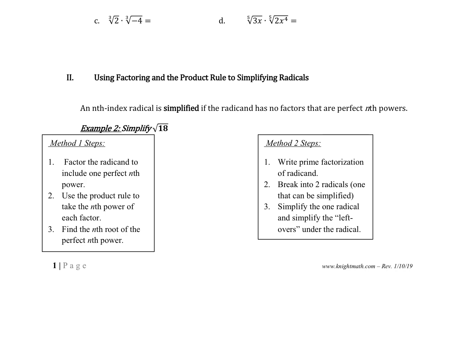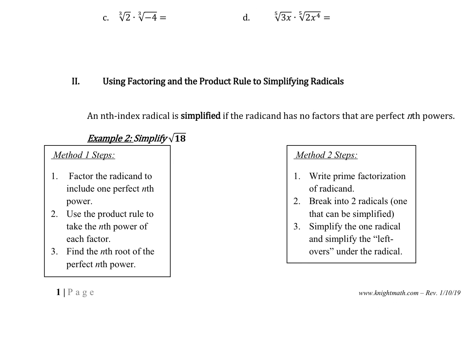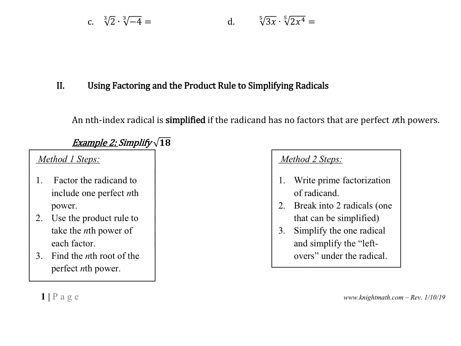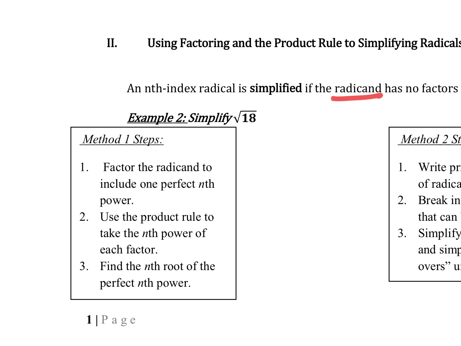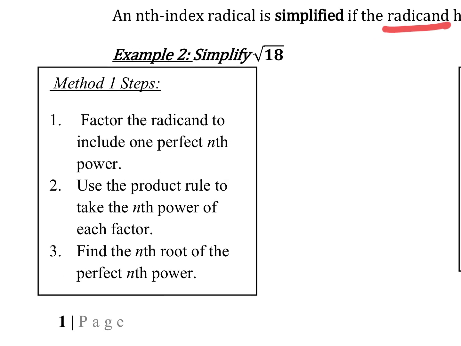That last example kind of leads us to thinking, okay, how can we use this to simplify radicals with numbers? So an nth root radical is simplified if the radicand, which is the number underneath, has no factors that are perfect nth powers. Now, there's a couple methods. If you go on YouTube, you'll see all different methods. And in some example videos, even in this course, you'll see different methods, especially if they're videos by other people. But let me show you the simplest method for numbers like the square root of 18.